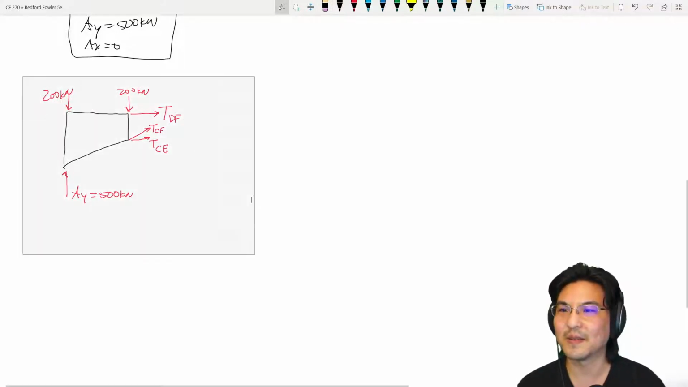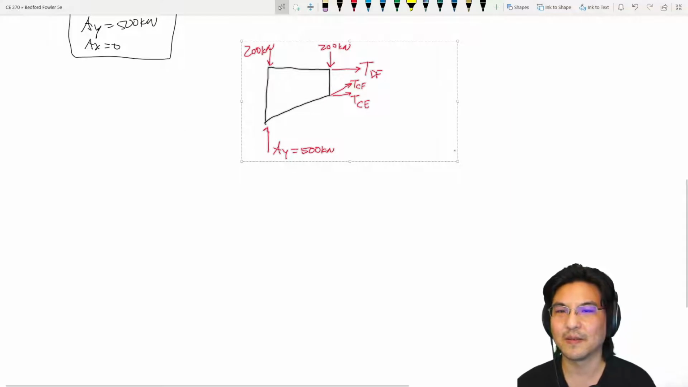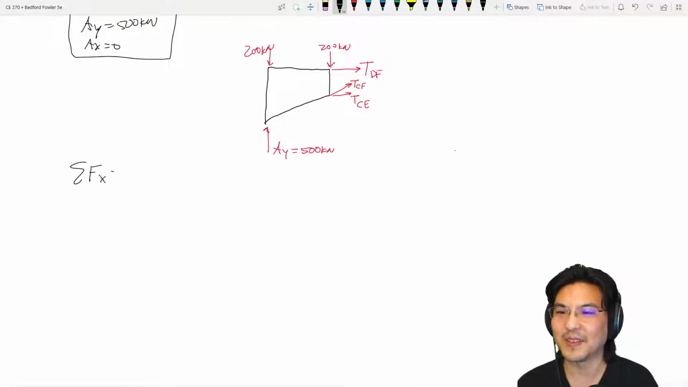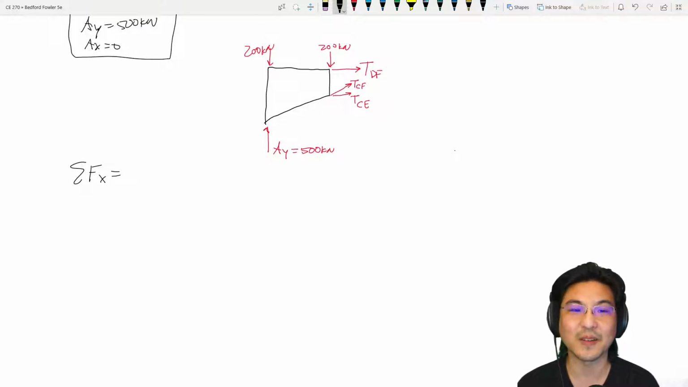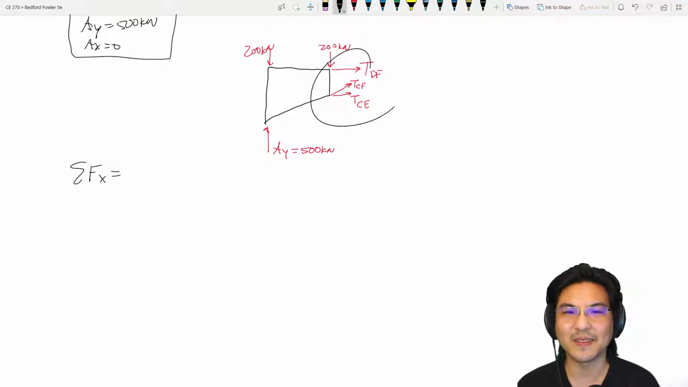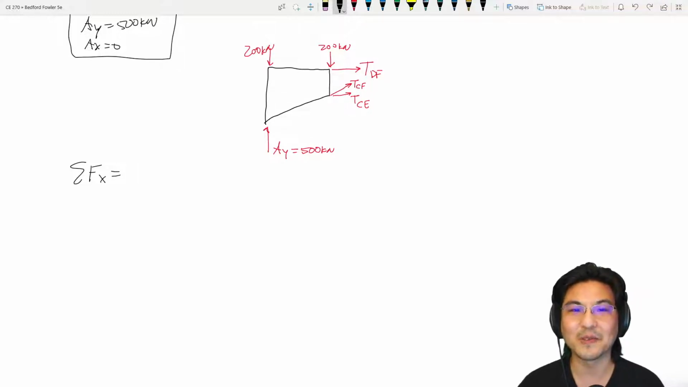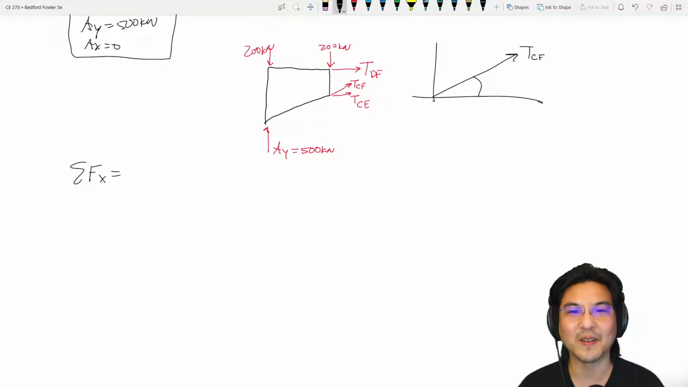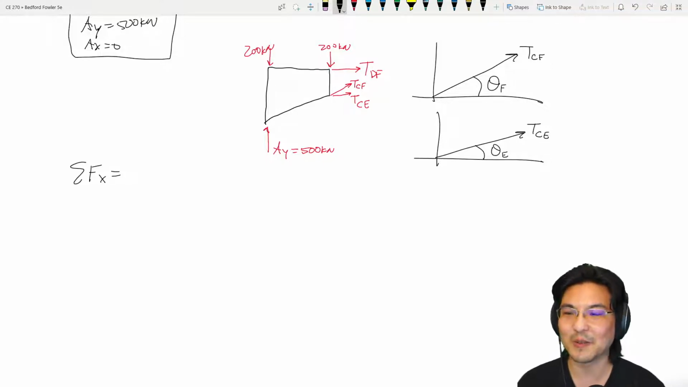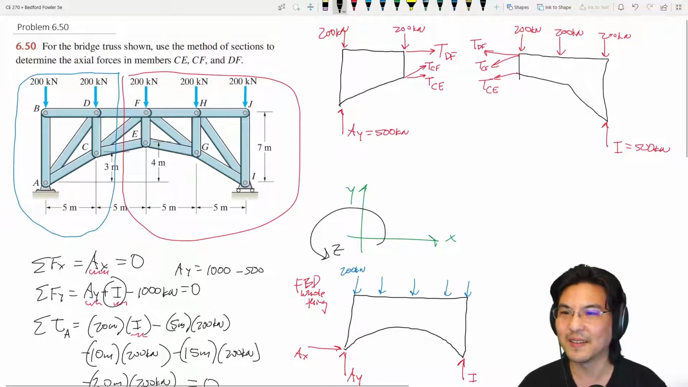Okay, so for these, some forces in the x direction, we got, oh, actually, these are at some angles. Well, CF and CE are at some angles. So let's say CF, I'll just call it theta F. And then CE is at some angle, I'll call it theta E. Okay, so I need to know some of the geometry, which, let's look at the picture again.